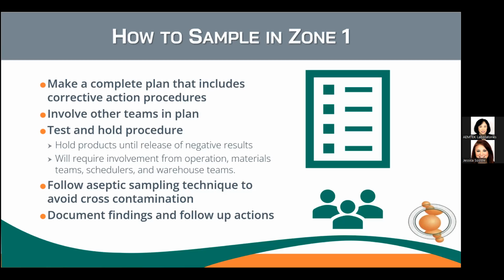samples. First, make a complete plan. And the plan should include corrective action procedures. If you have convinced your management to test zone 1, then you should present a well thought out game plan and all the follow-up actions in the event of a pathogen result.